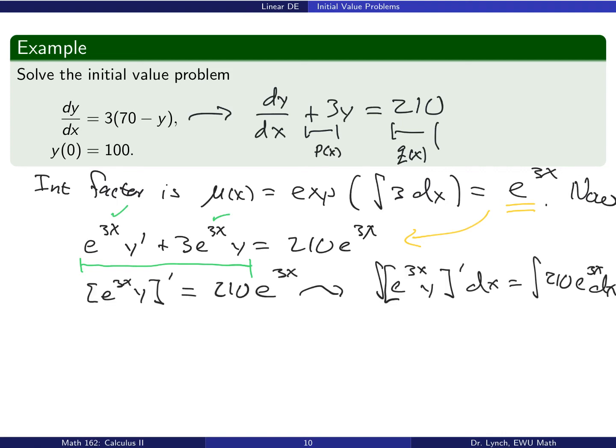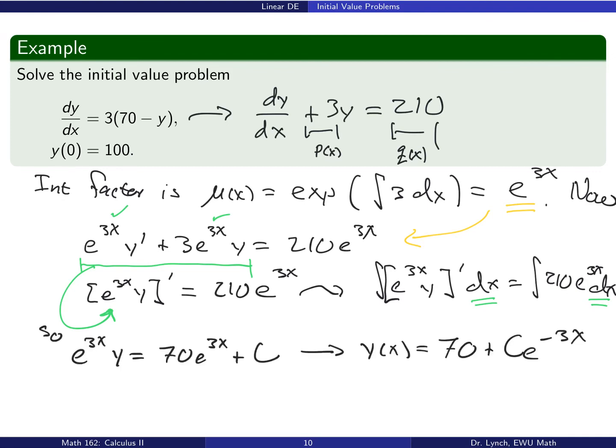So here we see again our product rule condensed, integrate both sides with respect to x, recognizing our prime here is a derivative with respect to x. And in this case, the right-hand side integrates quickly as 70 e to the 3x plus an arbitrary constant. Solving for our explicit solution, we can see our explicit family of solutions here given by 70 plus an arbitrary constant times e to the minus 3x.